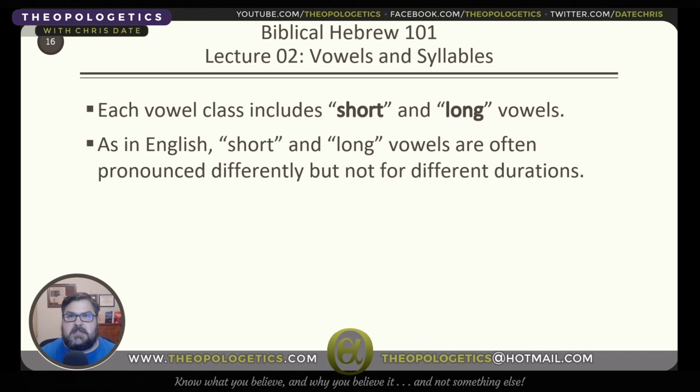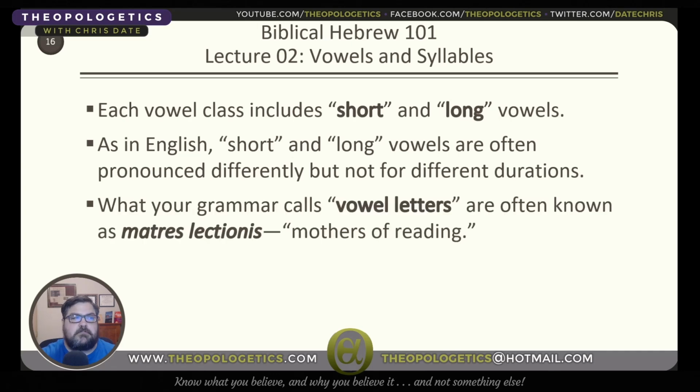So take in English the long A versus the short A. The short and long don't necessarily refer to how long it's pronounced. The short A is a, the long A is a, but they'll be pronounced in roughly the same duration of time. The short and the long refer to how the sounds change. The same is true of Hebrew. Short and long don't really refer to how long the vowel is pronounced. It refers to what sound is produced.